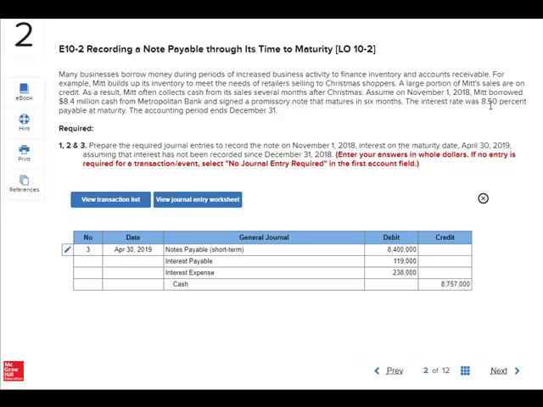So one thing to be aware of is it tells you the interest rate is X% payable at maturity. So remember that when a rate is given, you should assume it's an annual rate of interest. So you're going to multiply the amount borrowed by the percent given in the problem, the annual rate of interest. That will give you a full year's worth of interest. Then you divide by 12 to get the monthly interest, and then multiply by however many months have gone by.